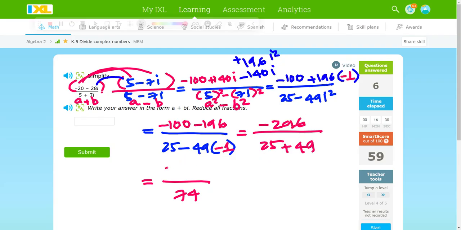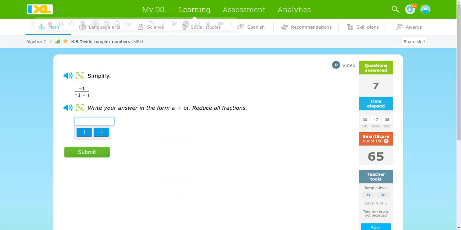So negative 296. Let me simplify on my calculator. All right, here we go. Negative 296 over 74 comes out negative 4. The answer is negative 4. All right, that's it, you guys. Put it in the box and then you're done. Hopefully I'm correct. Oh my God, thank you so much.